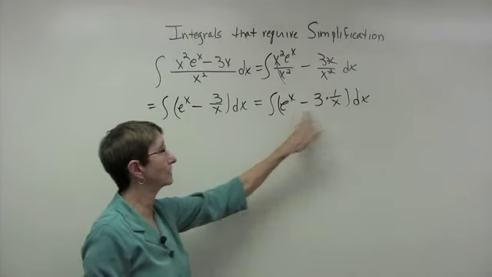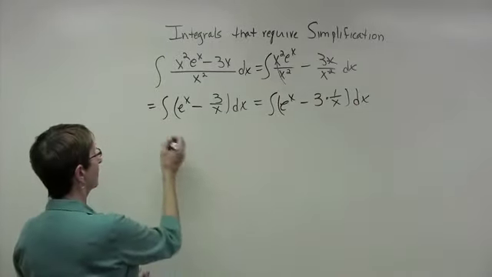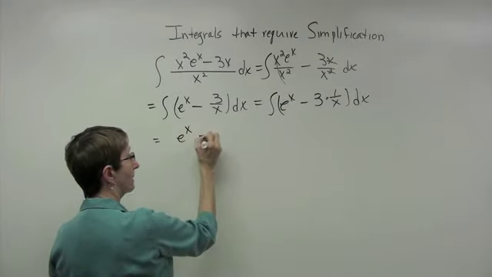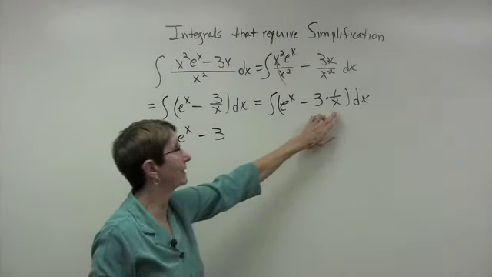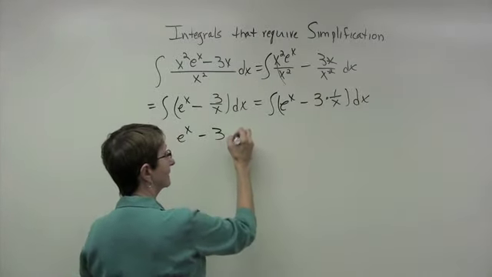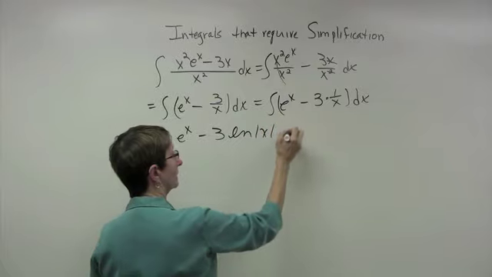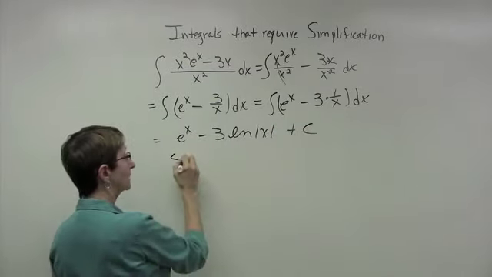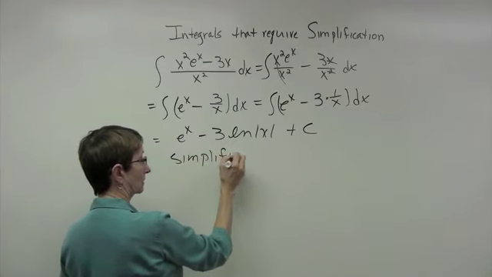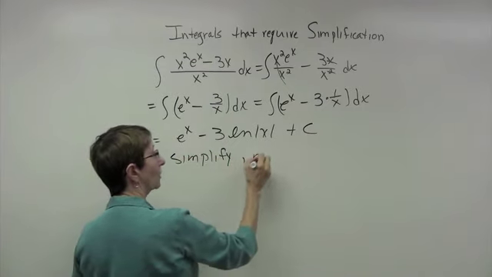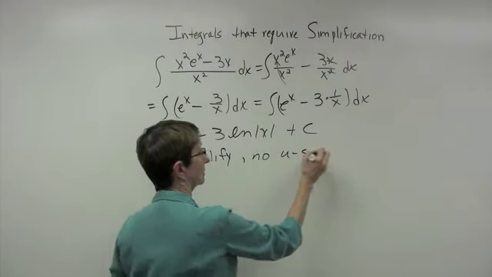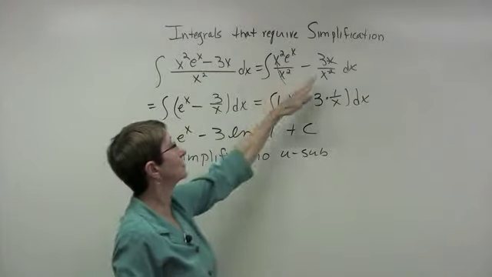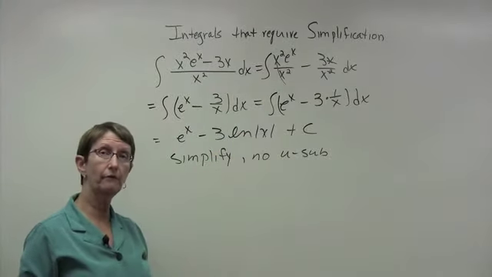And then I can do the antiderivative of each one separately. So I would have the antiderivative of e to the x is e to the x, minus my multiplier 3, and the antiderivative of 1 over x is natural log absolute value of x, plus c. So this one I had to do simplification on, but there was no u substitution. It looked like it might be. It was kind of complicated to begin with, but rewriting in two separate fractions made that work out very neatly.